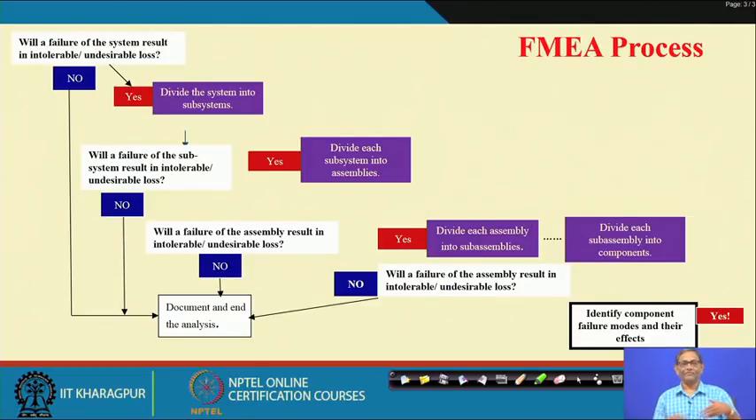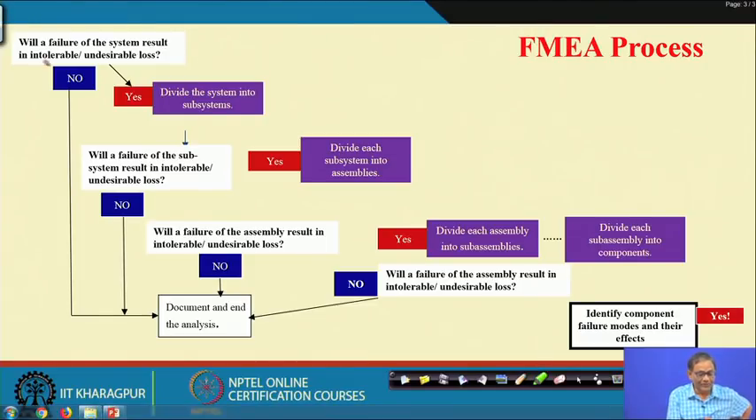Now there can be multiple failure modes, a large number of failure modes. So, will you go for failure mode and effect analysis of all the failure modes, or is there a way to decide which component failure modes are important to consider for detailed FMEA analysis? So, you put certain questions.